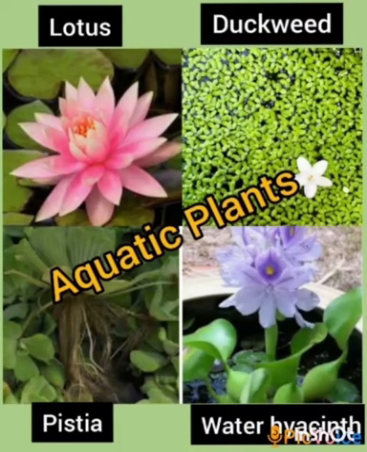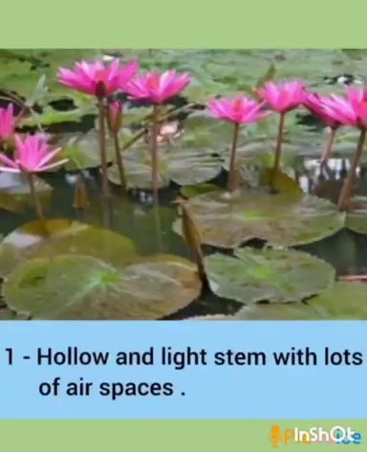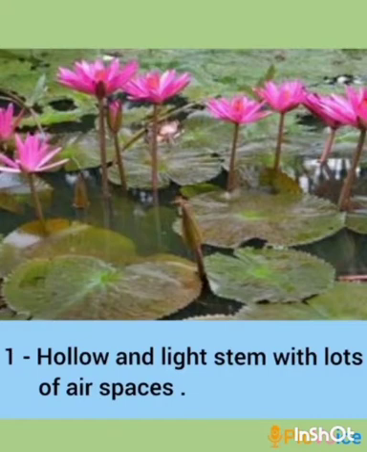Adaptations in aquatic plants. Children, aquatic plants are the plants that live in water. For example, lotus, duckweed, pistia, water hyacinth. They have a special characteristic which help them survive well in water. They have hollow and light stems with lots of air space that keep the leaves and the flowers floating on water.